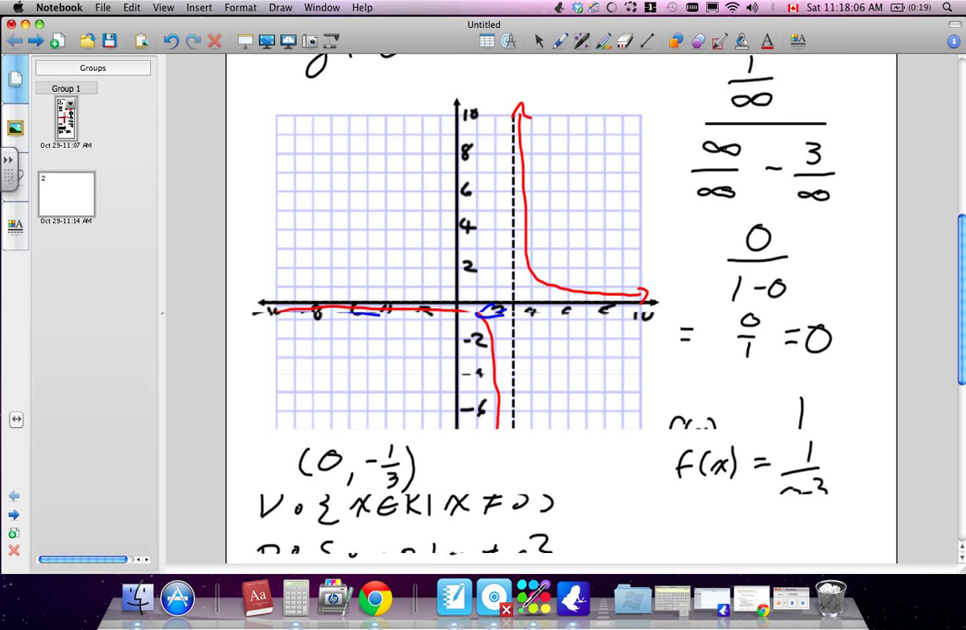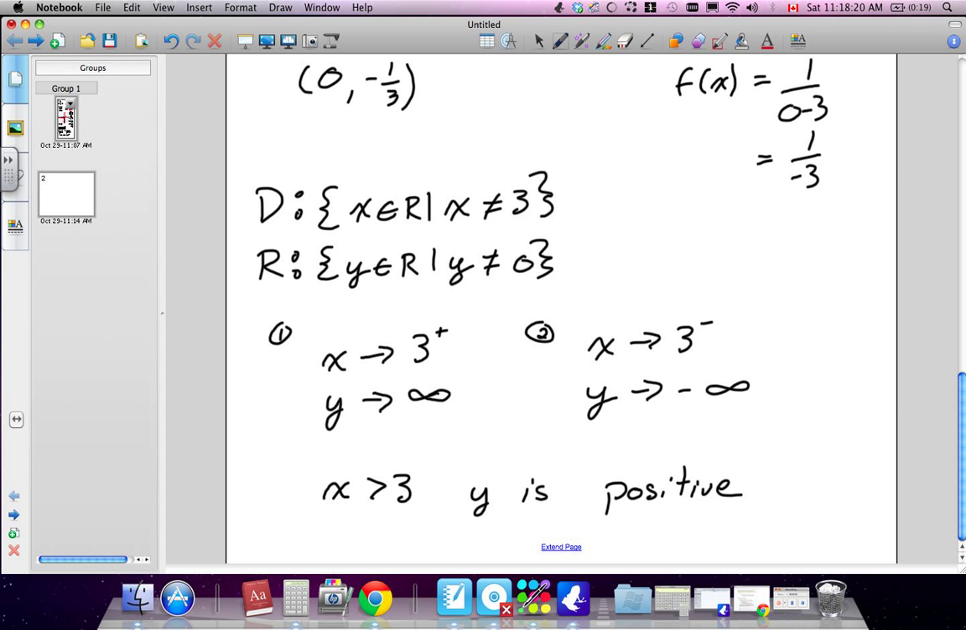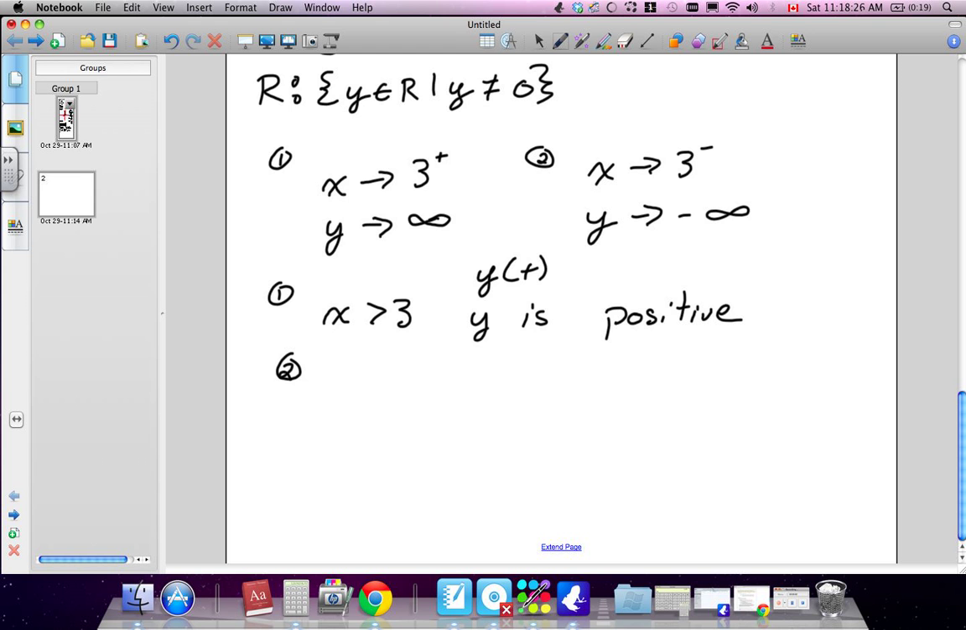So kind of write that down. I can't quite remember, I don't know if you have a set notation for that, but when x is greater than 3, y is positive. Or it could be like y positive. I'm not sure what notation they want. Okay. And when x is less than 3, y is negative.